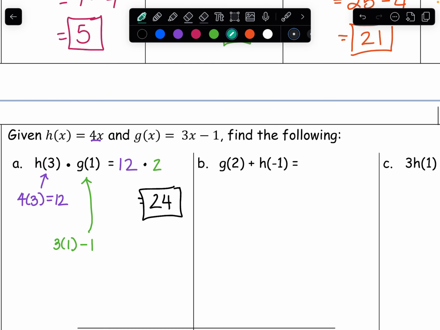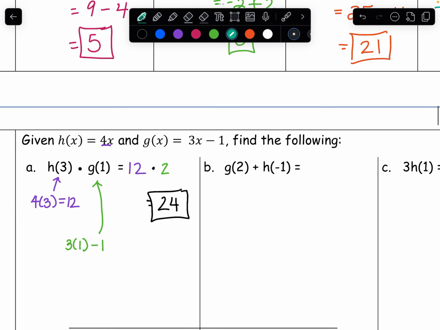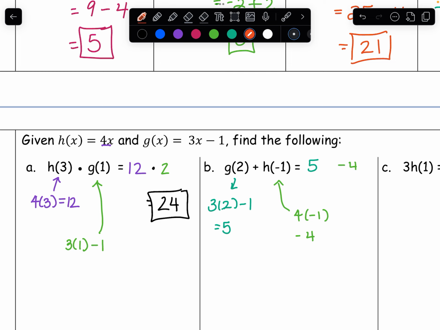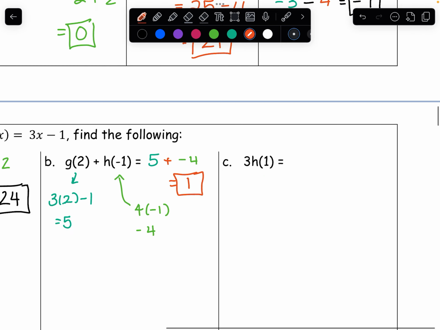Okay, let's try our next one. So b, g of 2. So 3 times 2 minus 1. 6 minus 1 is 5. So we get 5. h of negative 1 is 4 times negative 1. This is where you've got to be very careful because this is negative 4. And we're going to be adding these together to get positive 1.